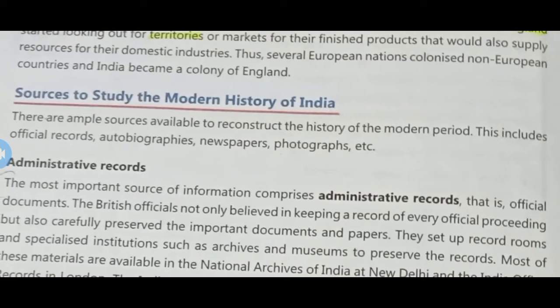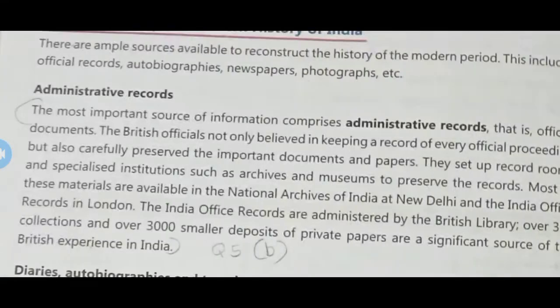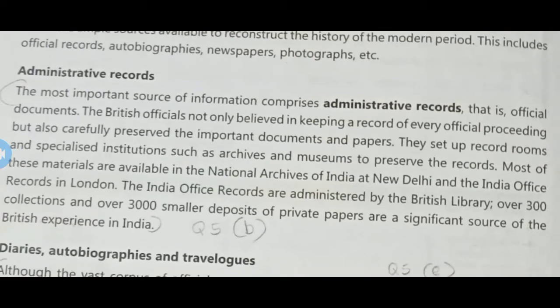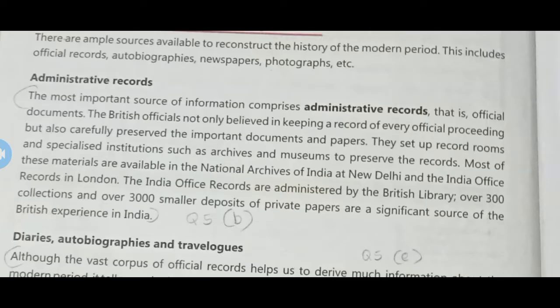Okay, now let's see the sources which we have to study for modern history of India. There are ample sources, various sources which are available to reconstruct the history of the modern period. These sources include official records, autobiographies, newspapers, photographs, etc. First is administrative records.